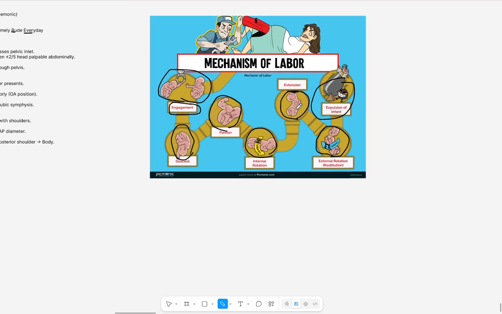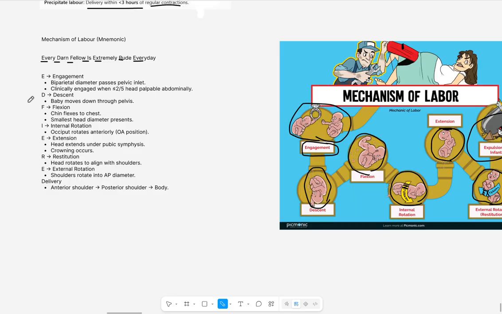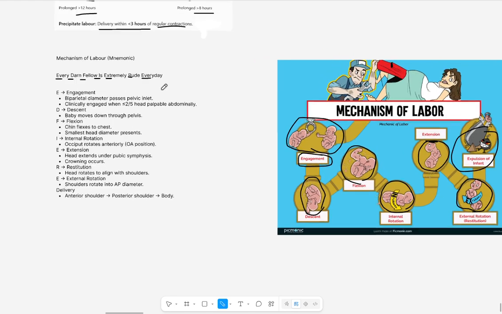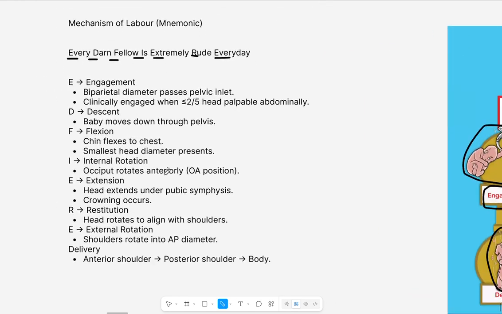So that's your mechanism of labor. You can remember it with every darn fellow is extremely rude every day. You can pause here and revise the mechanism of labor also.